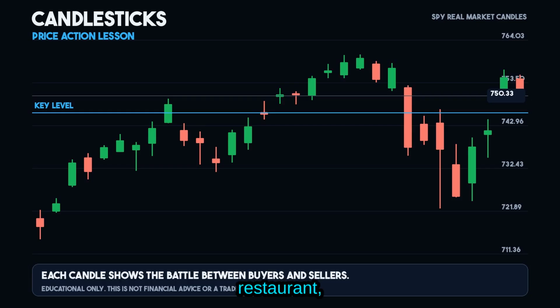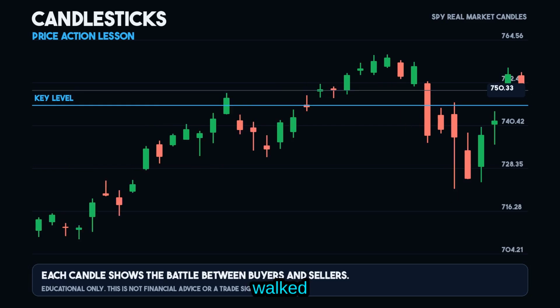Imagine you're at a restaurant, and a group of people just walked in. At first, they're looking at the menu, and nothing seems to be happening. Then, they start ordering food. The server runs around frantically, and suddenly, the kitchen is buzzing with activity. The customers are participating, and the restaurant is responding. It's the same with the market. Price is like the orders, and volume is like the customers participating. If there's heavy participation, the price will move accordingly.